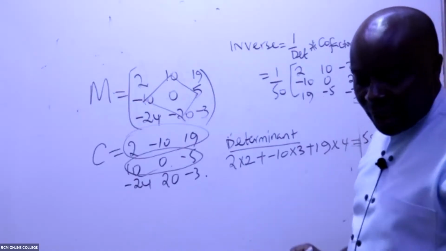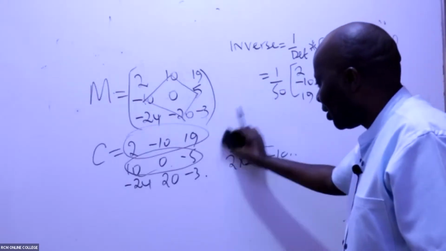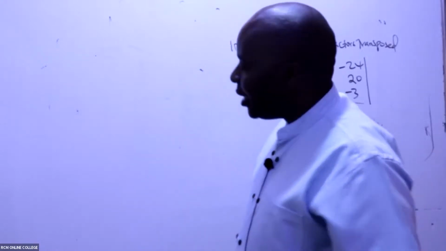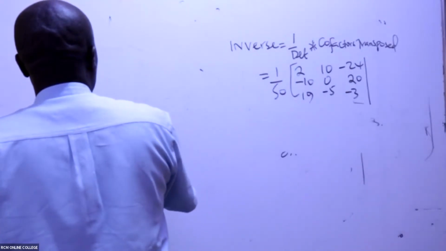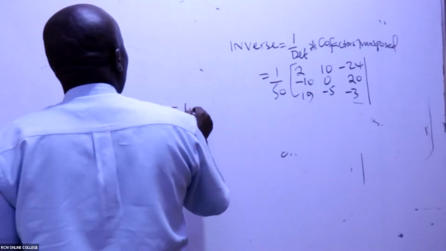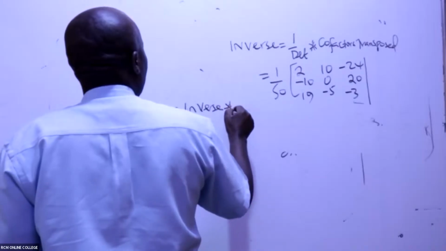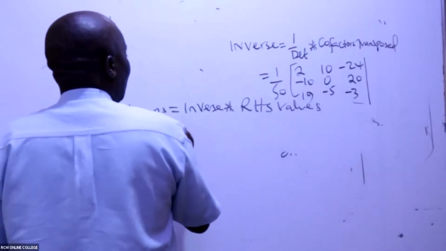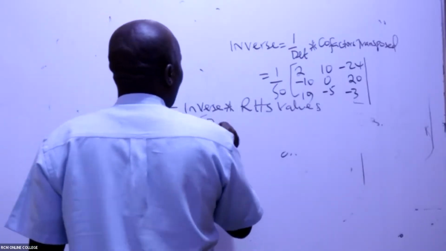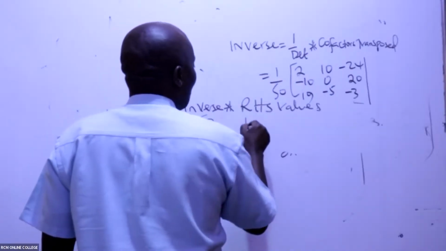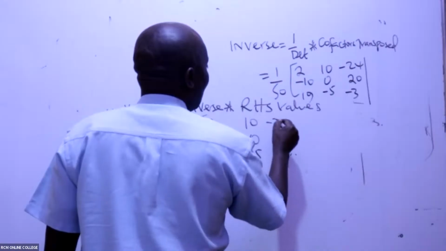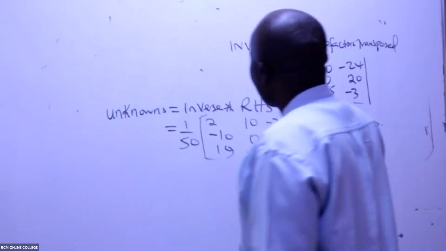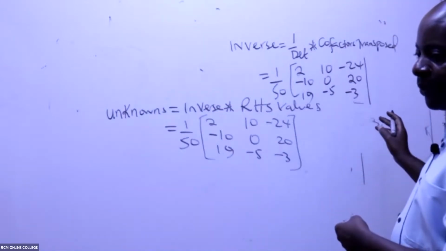And once we've been able to get this inverse, now to get the final answers, to get the unknowns. How do we get unknowns, my good students? To get unknowns, you take the inverse you have gotten times the right-hand side values. So the inverse is 1 over 50 into 2, -10, 19. Then we have 10, 0, -5. Then we have -24, 20, -3. Is there somebody who is able to remember the right-hand side values, the ones that are the many zeros?